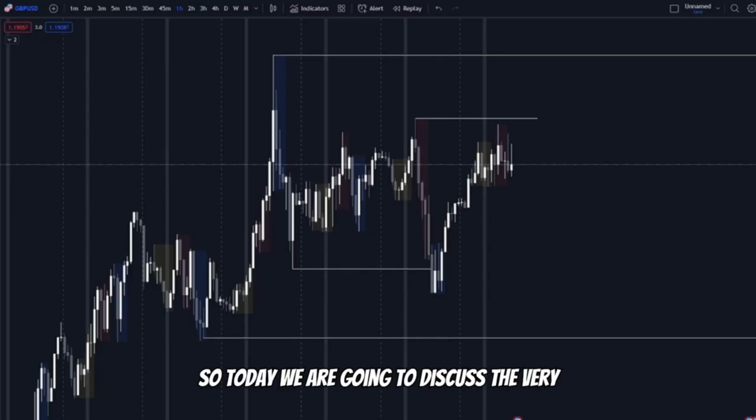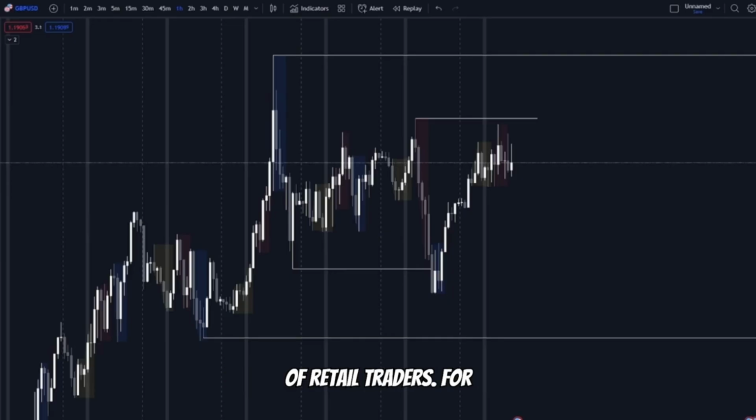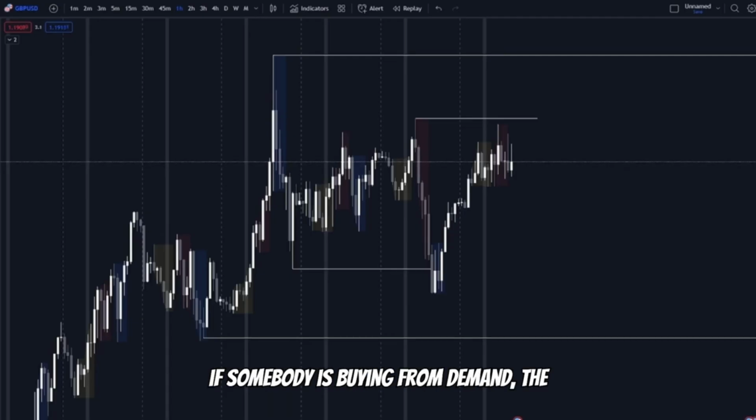So today we are going to discuss the very important thing in smart money concepts, which is liquidity. This liquidity only runs the market, nothing else. And what is liquidity? Liquidity is the stops of retail traders. For example, if a retail trader is buying from the supply, the liquidity will be above that supply, okay? And if somebody is buying from demand, the liquidity will be below that demand zone.